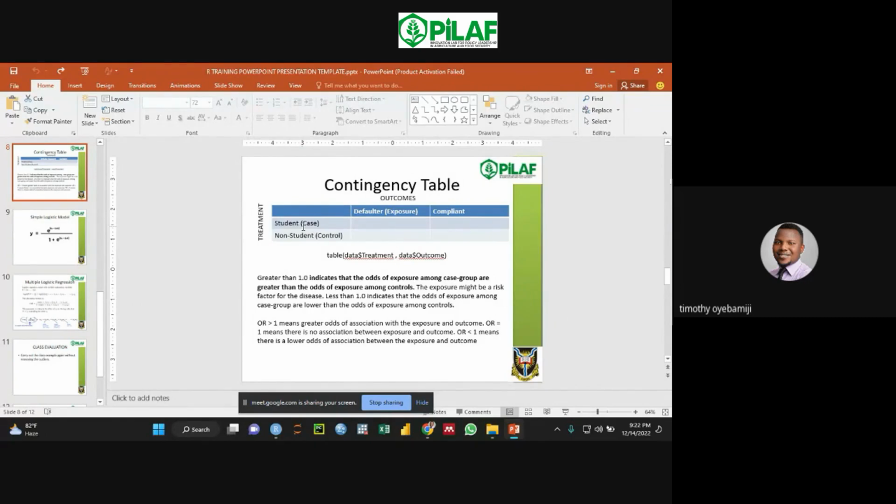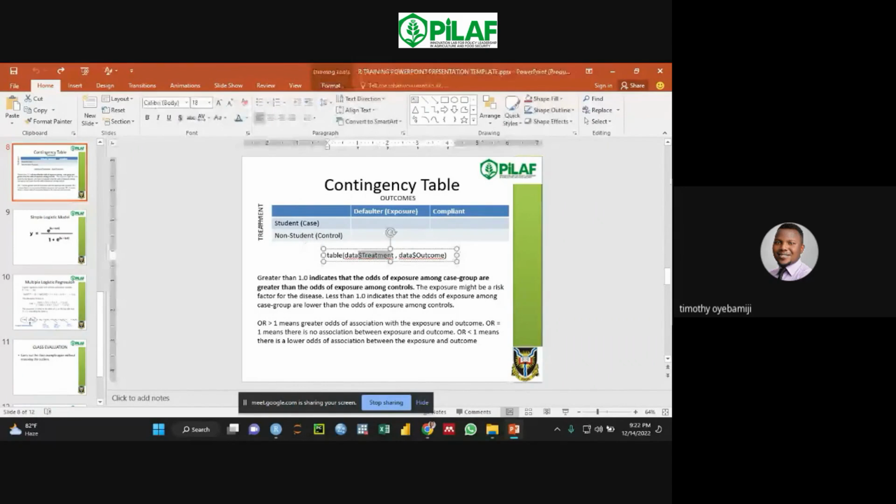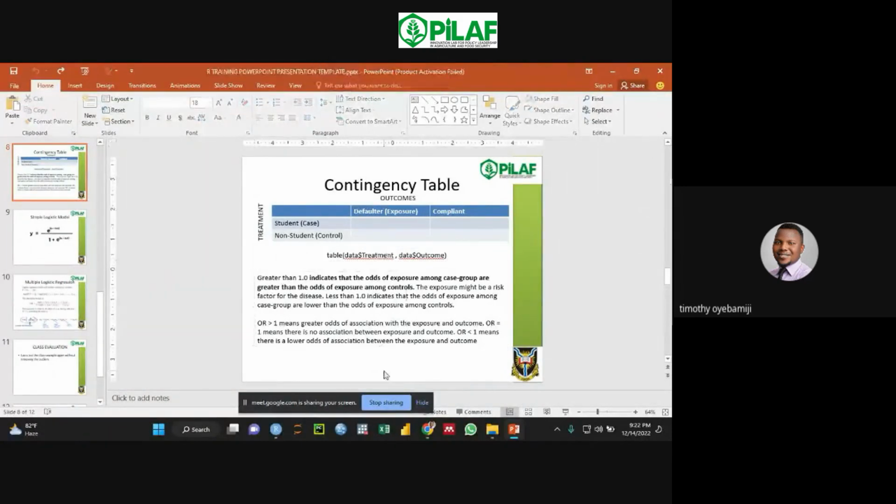All right. Now, for the R code to create tables, I intentionally put this here. Now the treatment should come first. That means whatever will be in your column should come first, and whatever you want to be on the row should come second. So column comes before row in the R code.